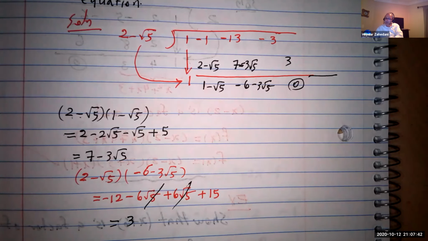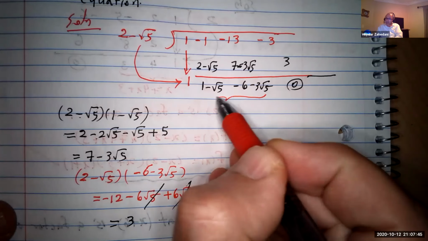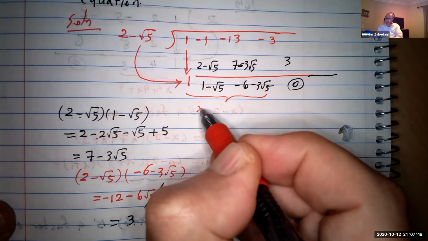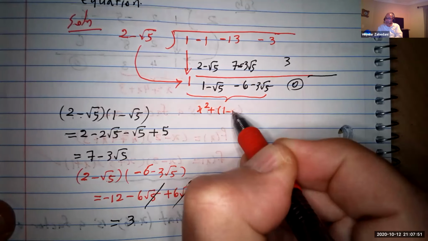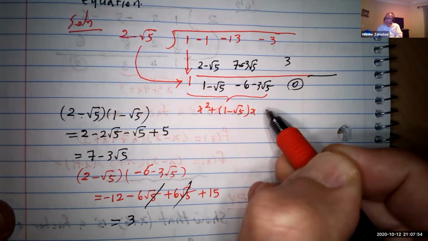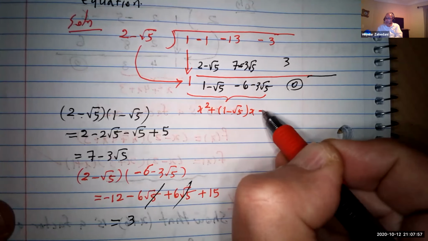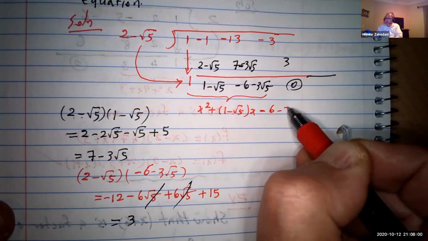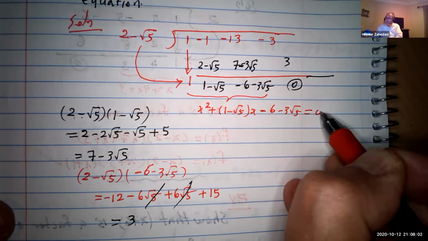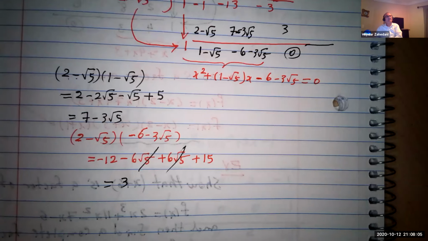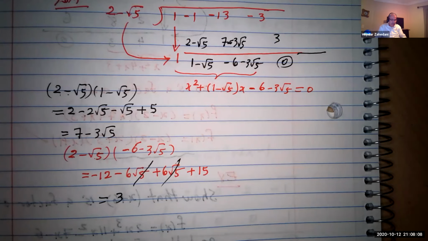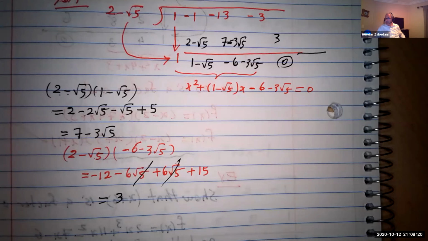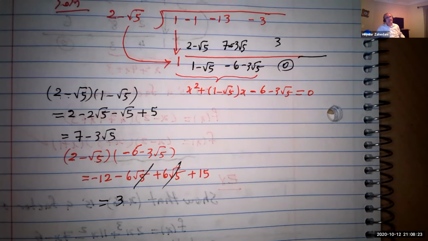Now the remaining factor that we're going to have is this one. This is going to be x squared plus 1 minus radical 5 x, and this is going to be minus 6 minus 3 radical 5 equal to 0. You see, this is going to be the leftover that you should be able to solve and get that equation, and it can be done. Okay, so this is going to be the case.